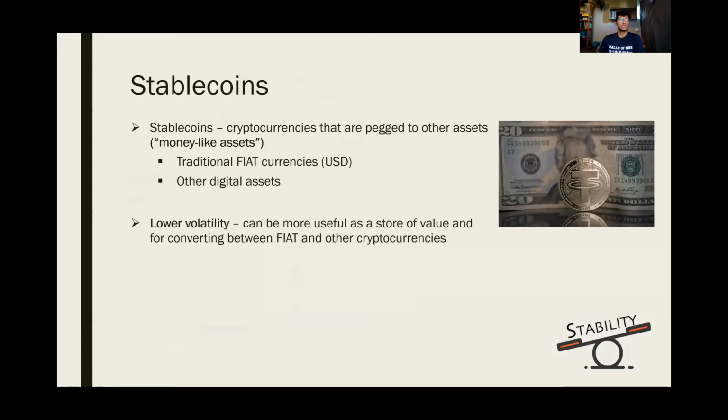Stablecoins are also known as cryptocurrencies that are pegged to other assets or money-like assets. These can vary from traditional fiat currencies such as USDT, as we explored with Tether just now, or other digital assets. The majority of the dozens of stablecoins that currently exist actually use the dollar as their benchmark asset, but can be pegged to other fiat currencies issued by governments such as the euro and the yen.